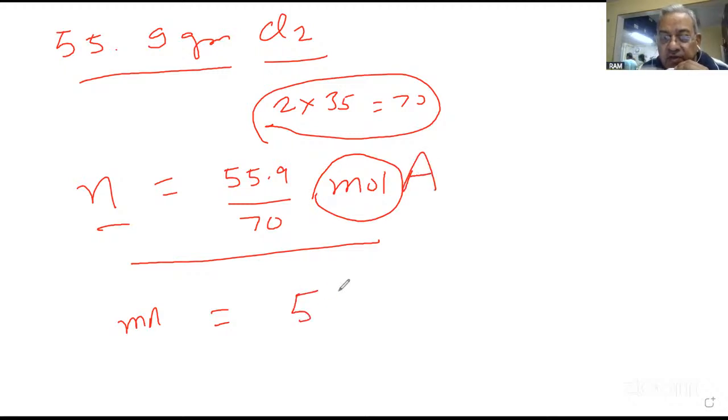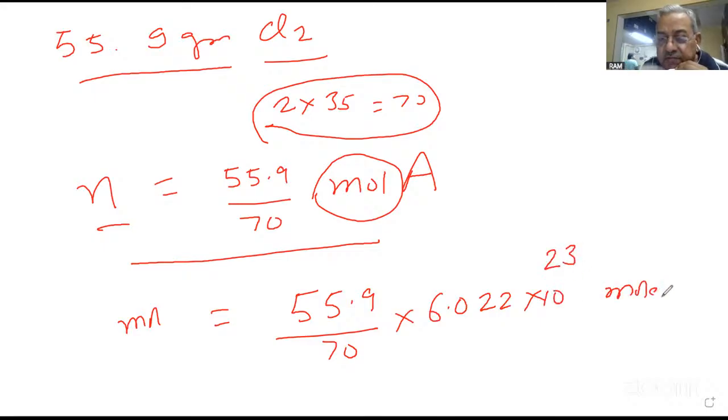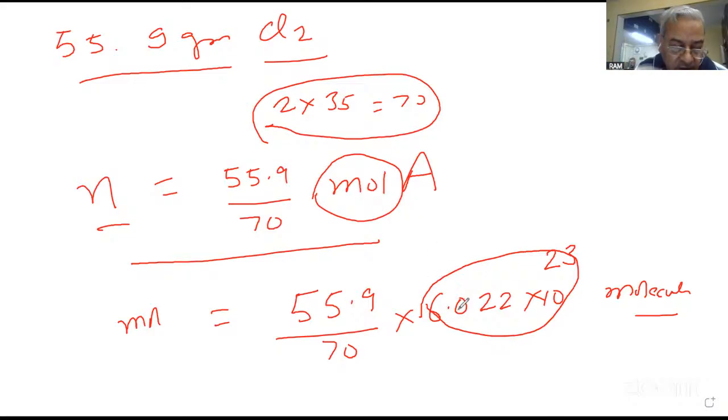So it is 55.9 upon 70 into 6.022 into 10 to the power 23 molecules, right? Up to this point you have seen in the last paper. Here you have to replace mole with Avogadro's number. If you have to convert moles to molecules, you have to multiply by Avogadro's number, right? Now you see the A. Able to understand?